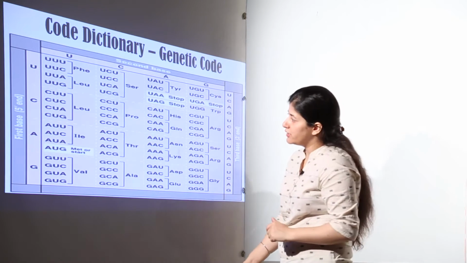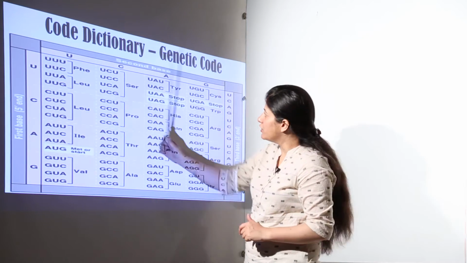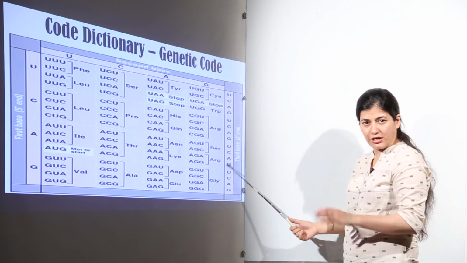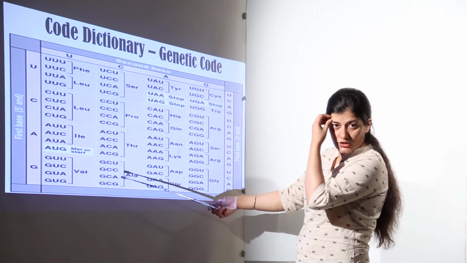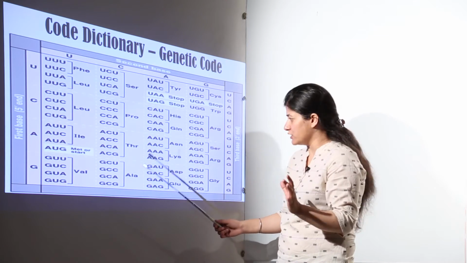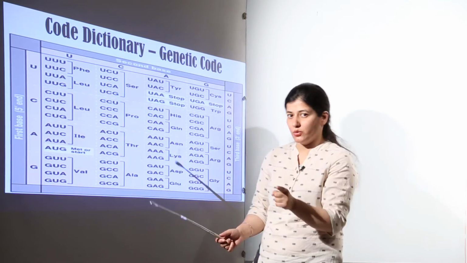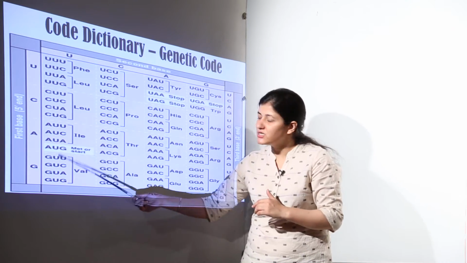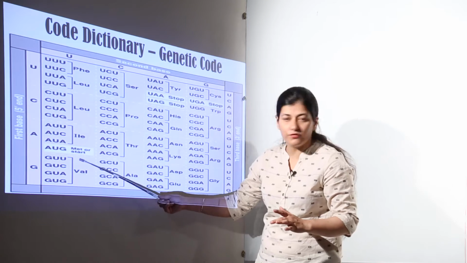What you see over here is you have the first base that is at the 5' end, you have the second base, and you have the third base at the 3' end in the RNA, and this entire table is the representation of the code dictionary. First of all, I want you to pay attention to this AUG. AUG is the start codon, okay? You have to remember this. AUG codes for methionine, it is the start codon. You are not going to find any other codon coding for methionine.